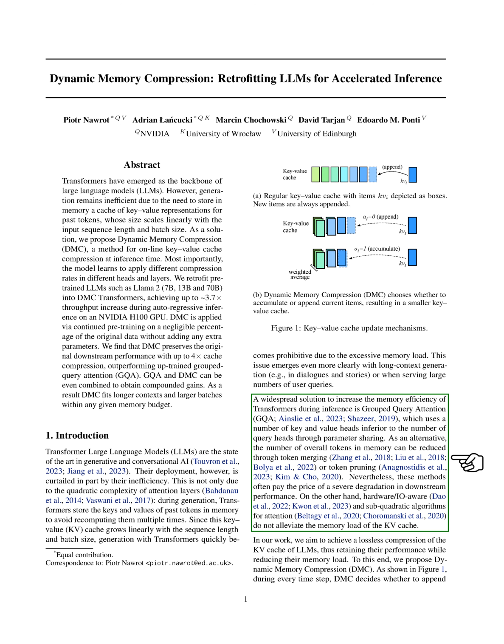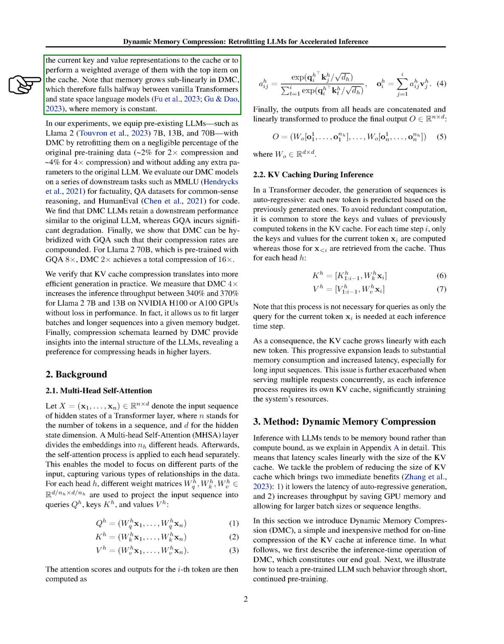Hardware IO-aware and sub-quadratic algorithms for attention do not solve the memory load problem of the KV cache. Our goal is to compress the KV cache of LLMs without losing performance. We introduce dynamic memory compression, DMC, which decides whether to add current key and value representations to the cache or perform a weighted average with the top item in the cache at each time step. DMC ensures memory grows sublinearly, balancing between vanilla transformers and state space language models where memory is constant.